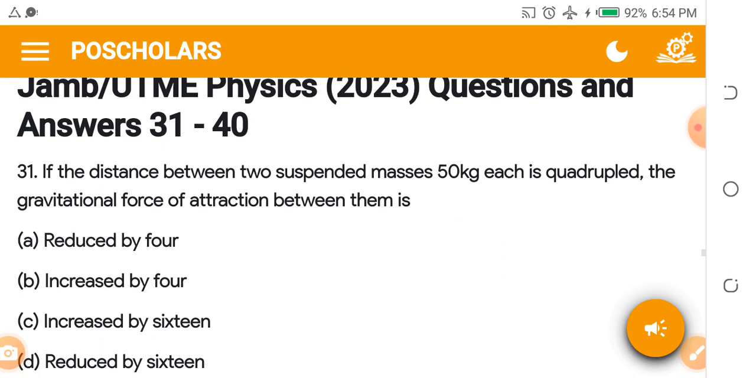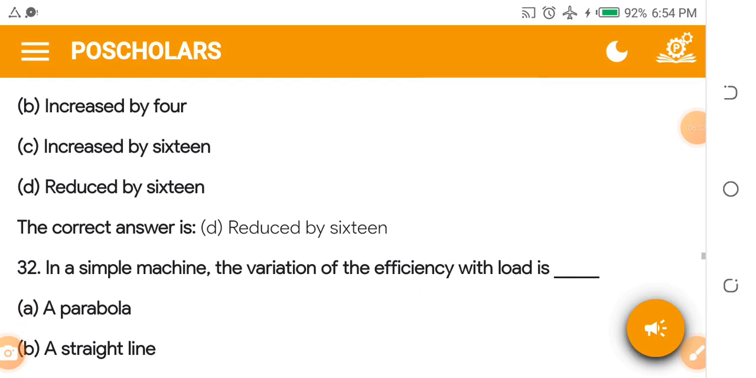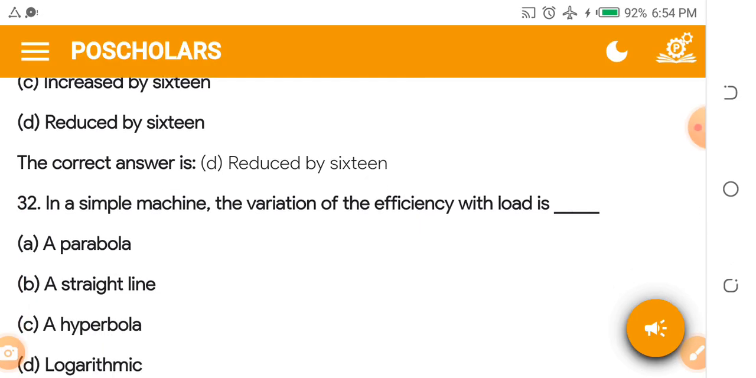Okay, let's look at question 31. If the distance between two... Okay, we are not answering questions that involve calculations for now.